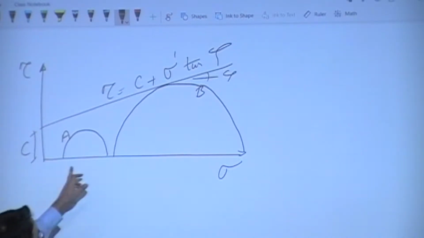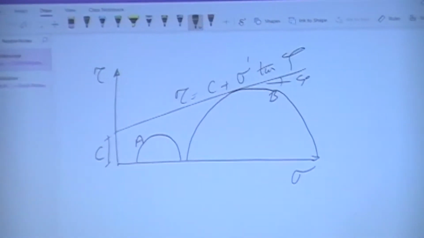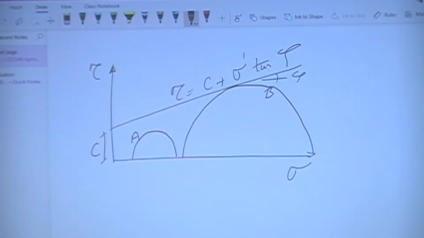At any point along this line, your shear stresses are 0. Therefore, that's a principal plane. And that was the definition of the principal stresses. Principal stresses are stresses on the principal plane, right? So that was basically the definition that you had from your mechanics of materials.